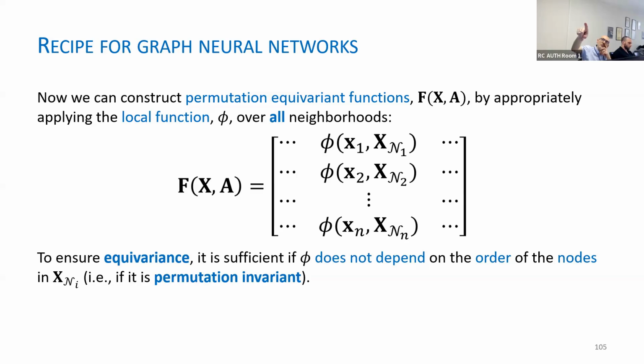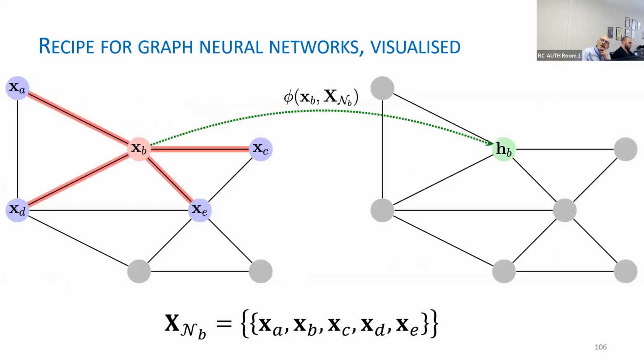So I try to say it again. We have this function phi that operates locally, and as we did for points, this function should not depend on the order, in this case, of the nodes in the neighborhood. And then we can stack this in a matrix to have this global representation of the graph.